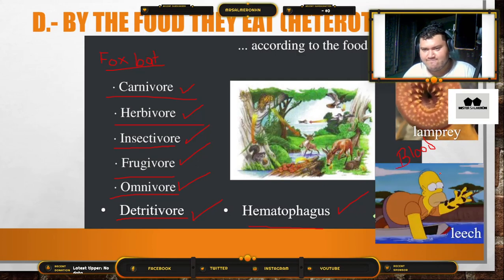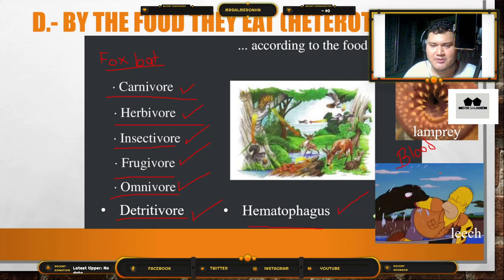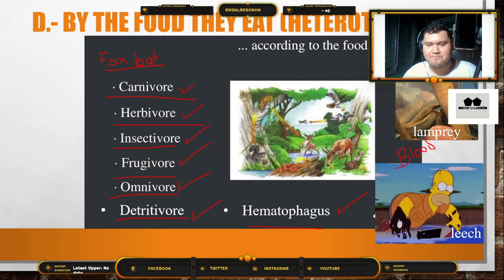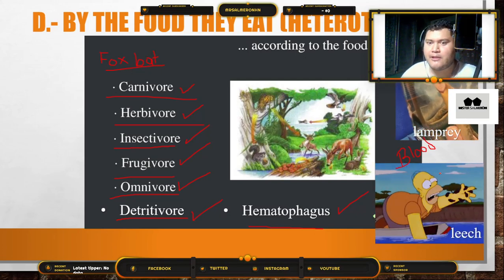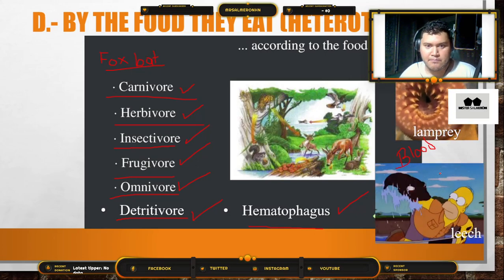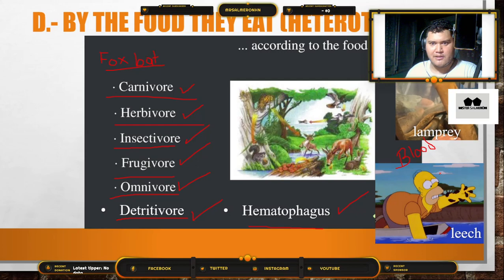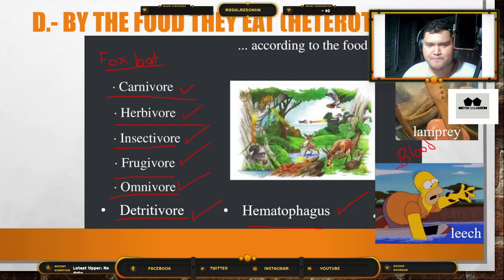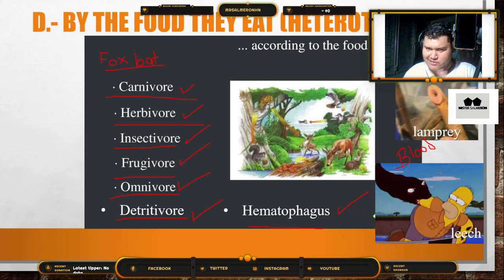But they are animals, they are part of our nature, and we must respect them. My respect to the hematophagous animals. There are more hematophagous animals, like the bedbug, as we call it in Honduras, chinche. That animal is terrible for us.